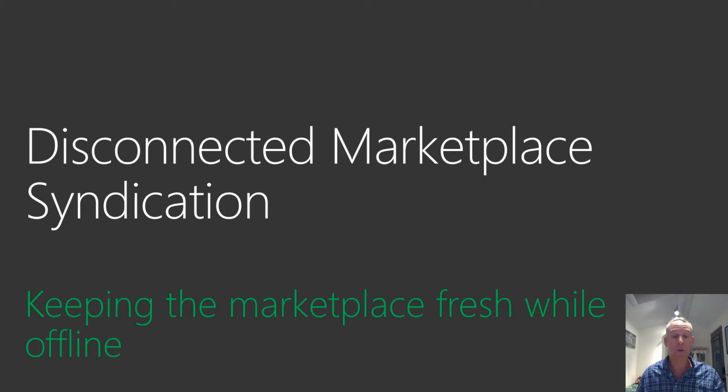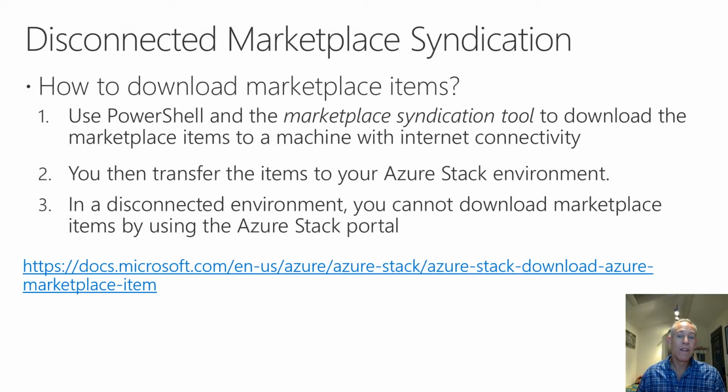You might also want to bring marketplace items from public cloud Azure down into Azure Stack. You almost certainly will. So how do you keep it fresh? There's a tool called the Marketplace Syndication tool. It's based on PowerShell. You use it to identify the marketplace items that you want to bring into Azure Stack. You do this from a connected machine. You then transfer the items across to your Azure Stack. And then on the Azure Stack environment, those items will appear in the portal. So you can't obviously download them directly from the portal like you could if it was connected.